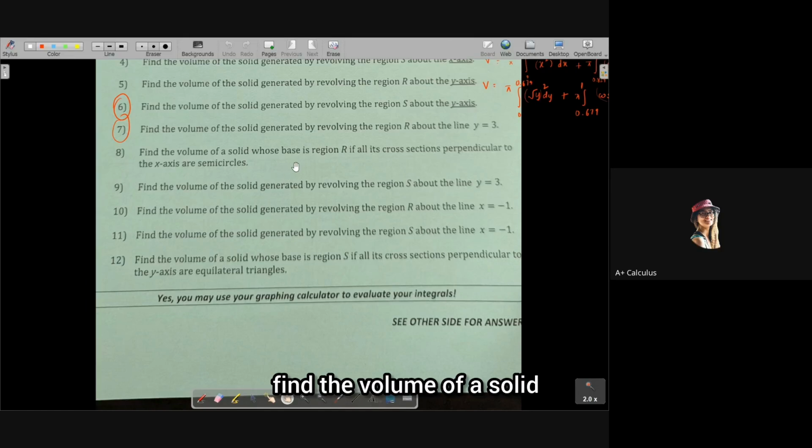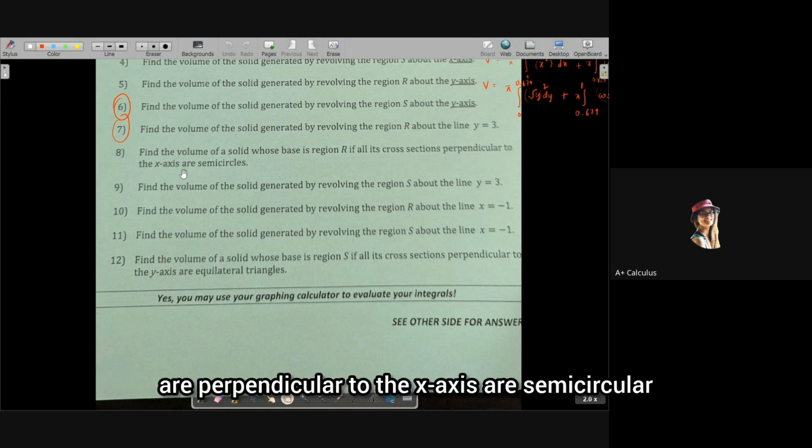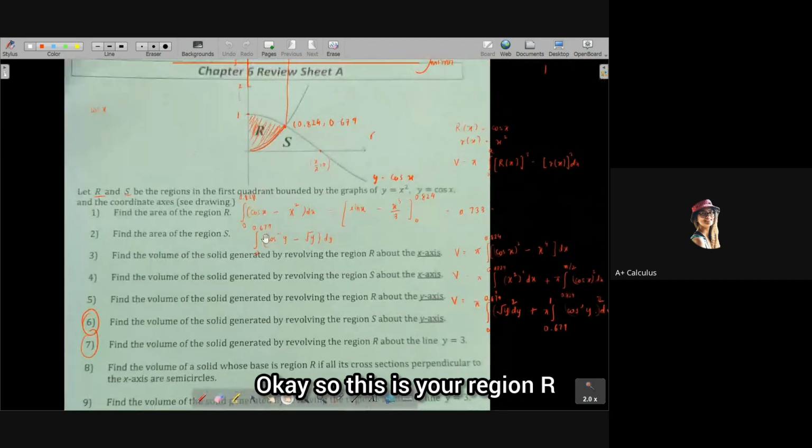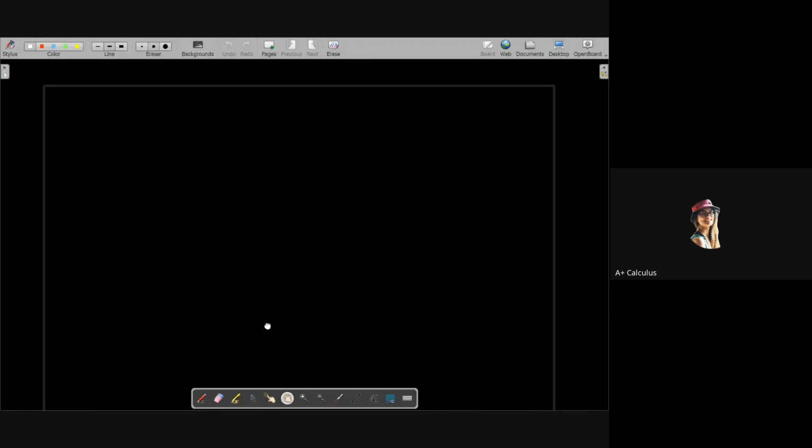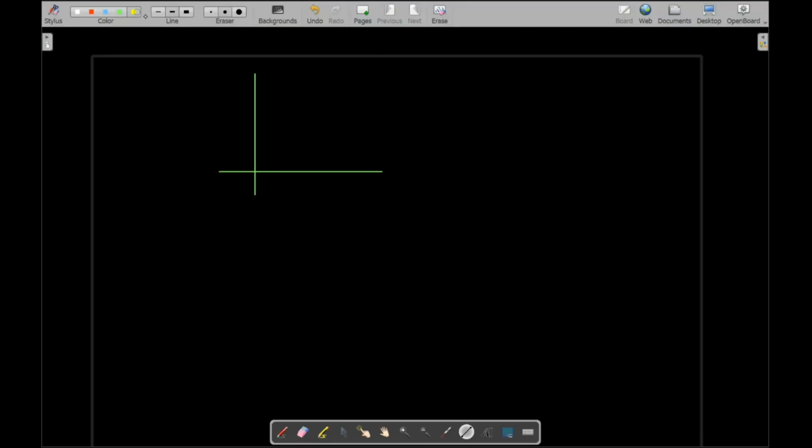Find the volume of a solid whose base is region R if all its cross sections perpendicular to the x-axis are semicircular. Okay, so this is your region R. I'll draw the figure on this page. So your region R is this. This is the region R.